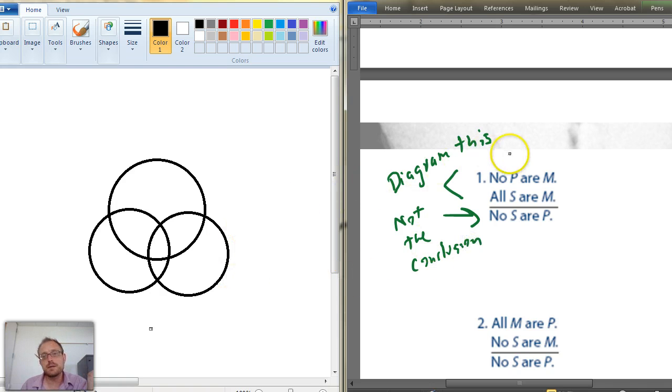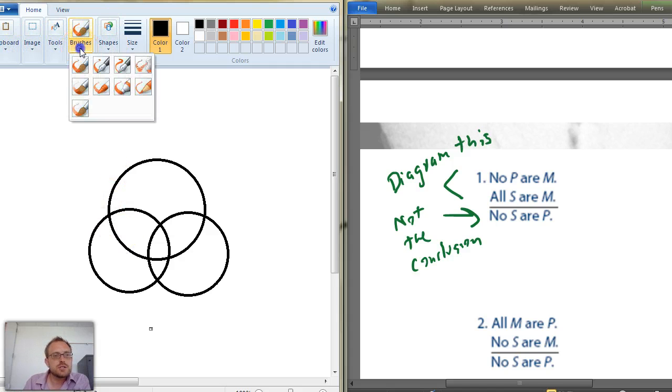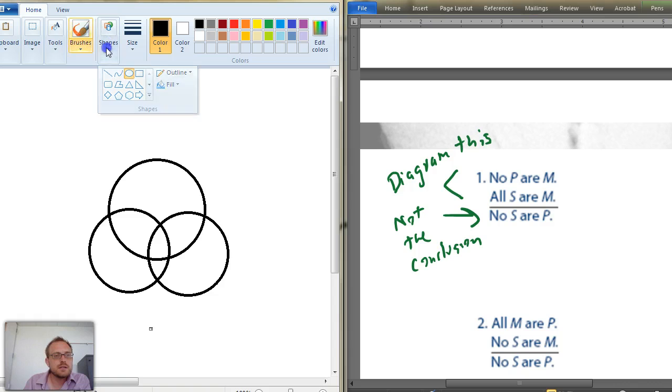Okay, now the first thing I'm going to do is label it. Now see, they've used the convenient S, P, and M. Okay, so let's go ahead and put that here. Switch here to the pencil. So this is going to be the S, this is the P, and this is the M.